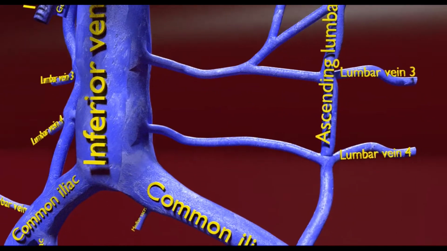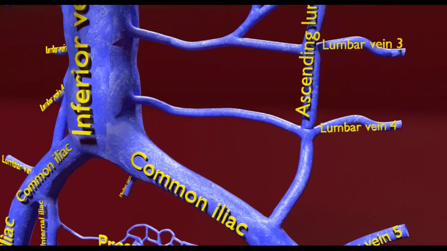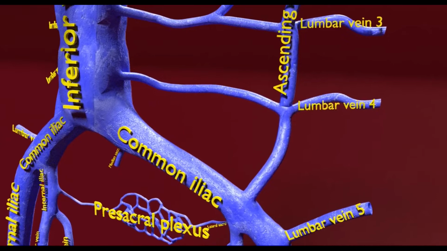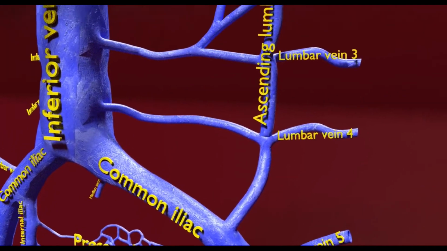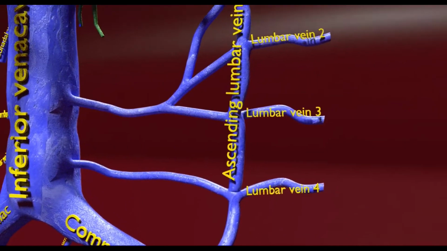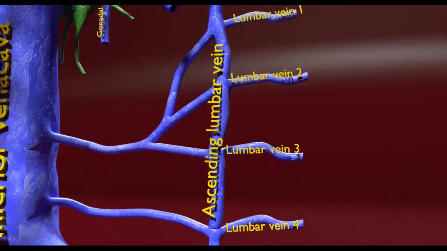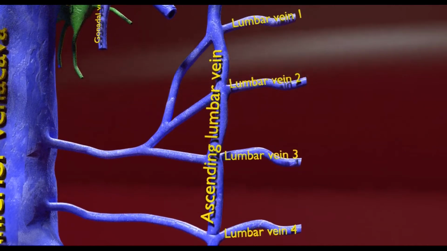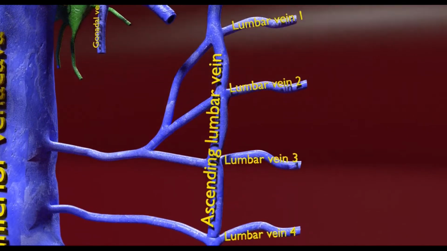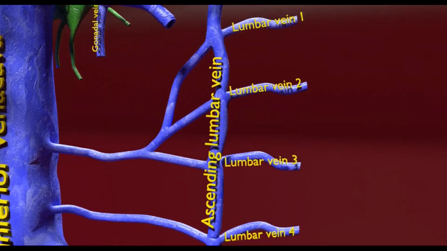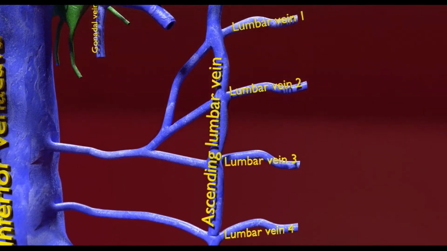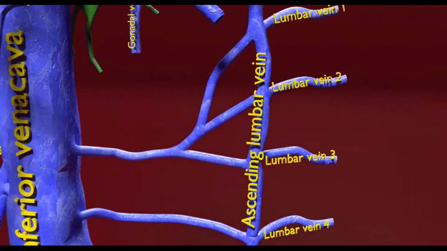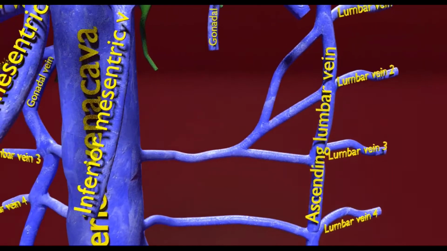Right and left ascending lumbar vein is connected with common iliac vein. Now the ascending lumbar veins run up to the lumbar region on the side of the vertebral column and drain into the azygous vein and hemiazygous vein. Along with it, we see the lumbar veins running along the inside of posterior abdominal wall. The first and second lumbar veins join the ascending lumbar veins, while the third and fourth join the inferior vena cava directly.